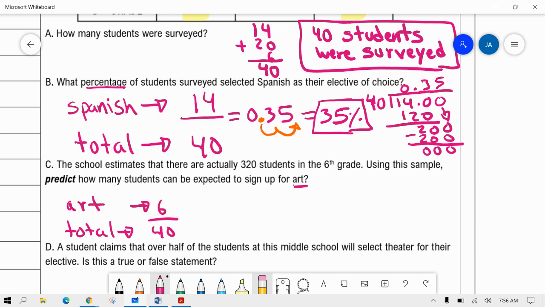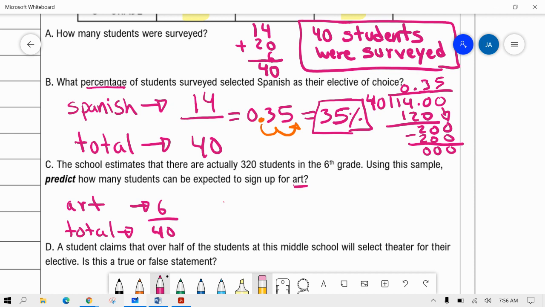So we have 6 out of 40 from the sample, but now we're being asked to predict how many out of the entire population, out of the entire school, which is 320 students, can be expected to sign up for art. So we're going to take the information that we have from this sample, which is 6 out of 40, and calculate it by setting up a proportion to figure out how many students took art out of the 320.